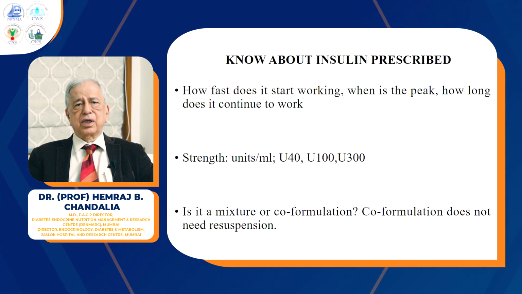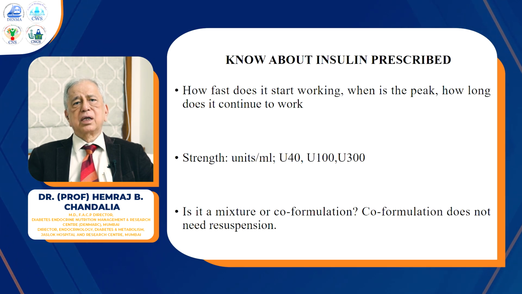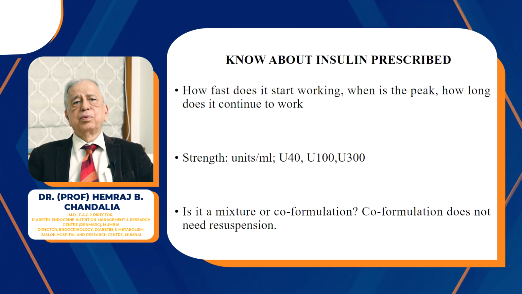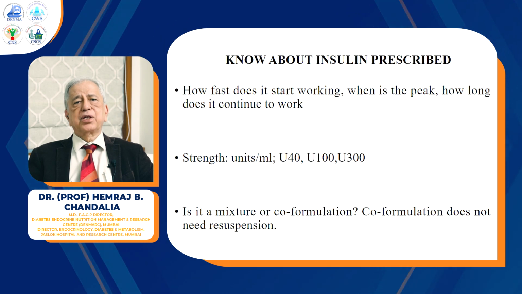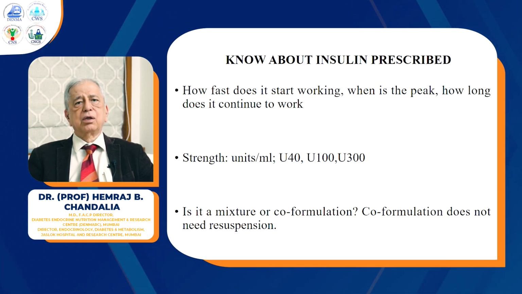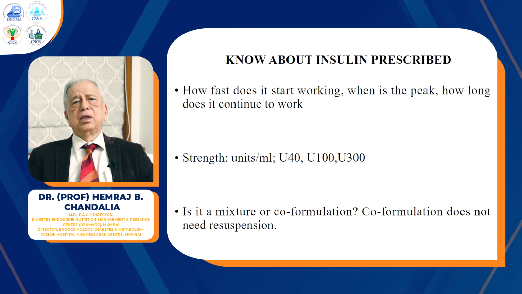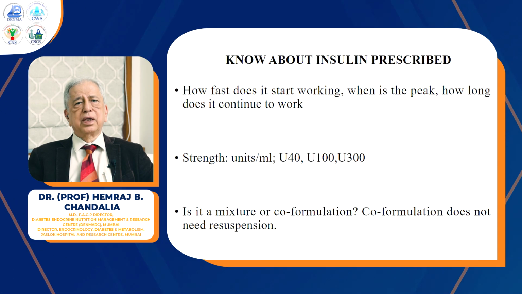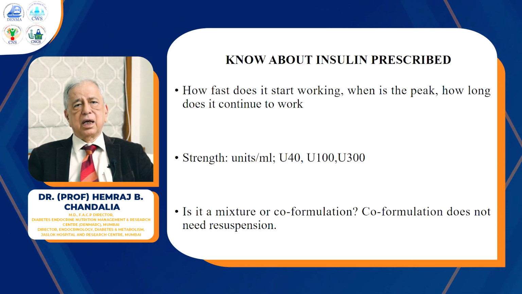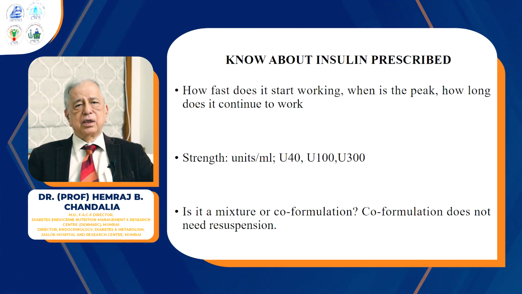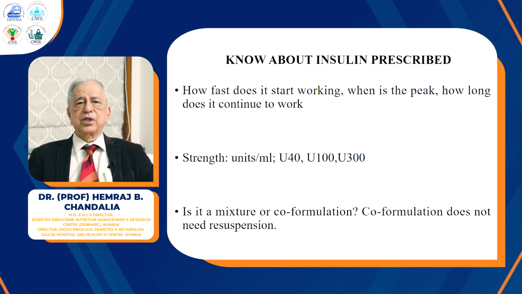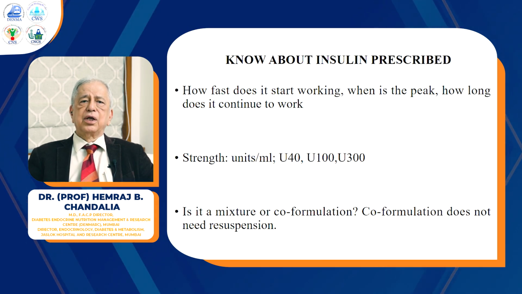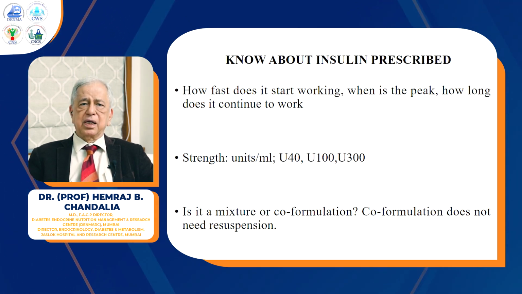In the vials, U40 is still available. Cartridges are all U100. That means that it has to be measured in the appropriate pen. For cartridges, things are simpler because the industry gives you a pen which is matching with the cartridge inside. So U300 also, the pen given to you is matching with U300. So you don't have to make the dose one-third because it is concentrated. But with the vials, you have to be very careful whether it's 40 units per ml or 100 units per ml. And I told you about what is called co-formulation, which does not require to be shaken or resuspended before injection, or is it a mixture where you need to resuspend it by shaking it.